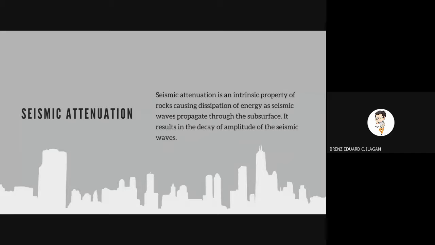Seismic attenuation is an intrinsic property of rocks causing dissipation of energy as seismic waves propagate through the subsurface. It results in the decay of amplitude of the seismic waves. This means the energy of a seismic wave is conserved if it travels through a perfectly elastic medium. Propagating seismic waves lose energy due to absorption, geometrical spreading, and scattering.